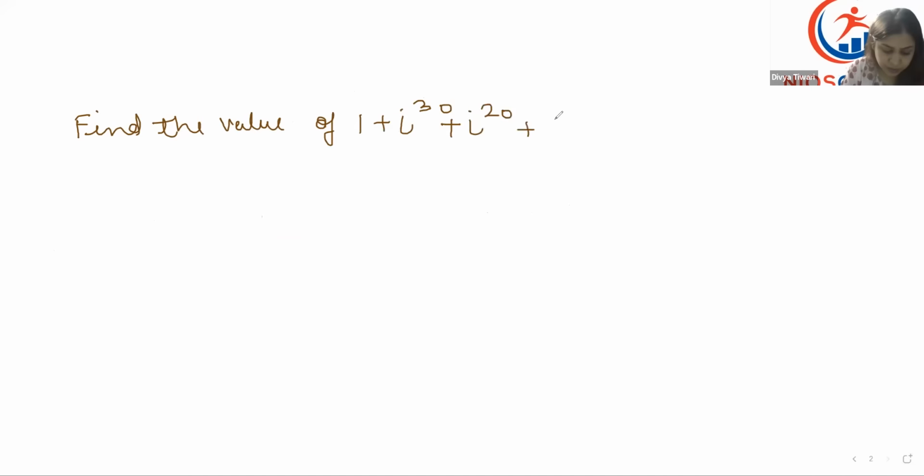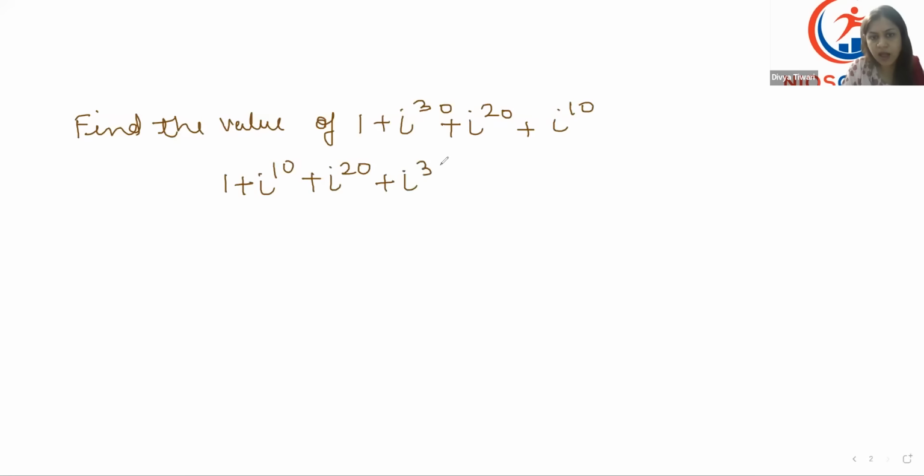Now, find the value of 1 plus iota raised to power 30, plus iota raised to power 20, plus iota raised to power 10. Firstly, I will arrange them in ascending order of the power of iota. It doesn't matter, you can solve it that way also, but I will do it this way.